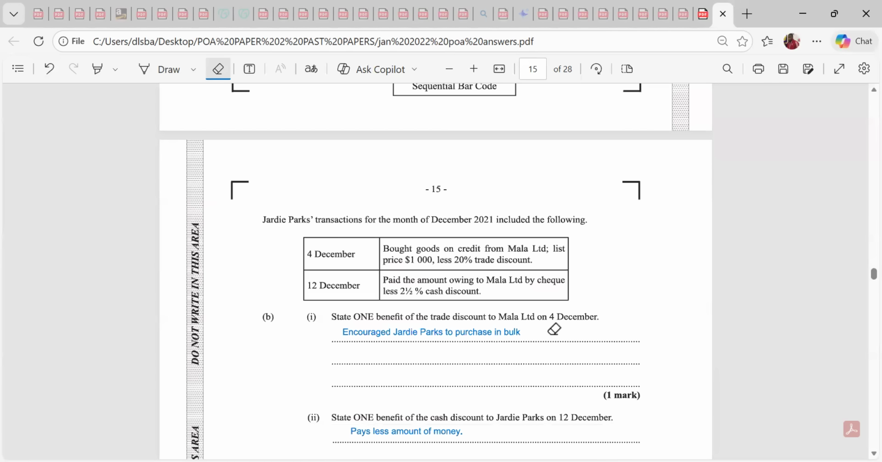State one benefit of the discount to Jardy Parks. We pay less money. We save money.